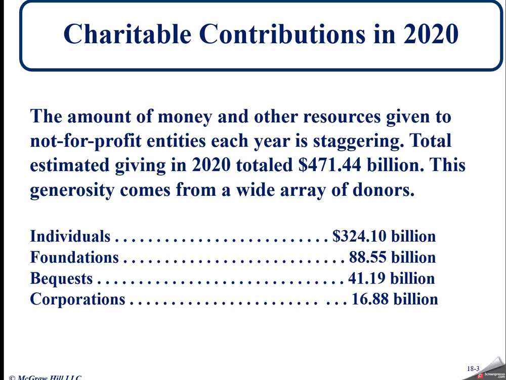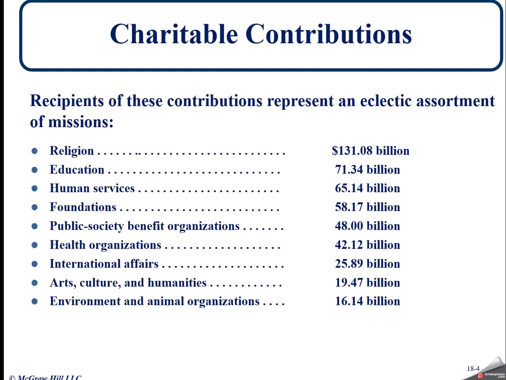So charitable contributions, this goes back to 2020. Look at how much money has been given: $471.4 billion, coming from a variety of places. As we look down, individuals are still the highest, but corporations also donate. Foundations do a lot of donations in big dollar amounts, and those foundations are normally set up by wealthy people. Bequests means it's coming out of people's estates after they die. So again, that's another way to donate money.